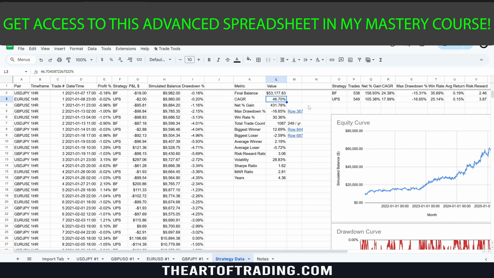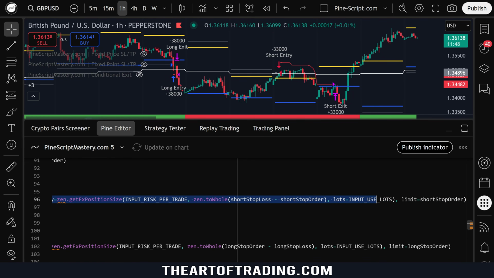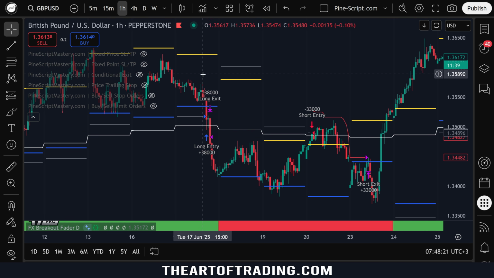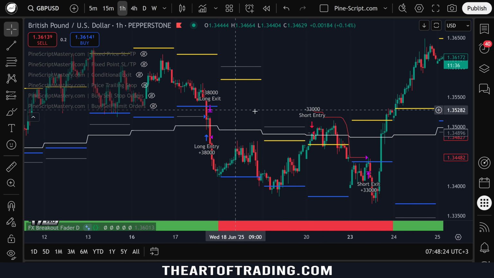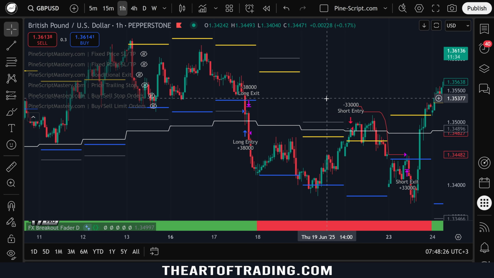And this script here is also calculating my position size based on a percentage of my account balance. So I'm risking 1% of my account balance on each trade here instead of using a fixed quantity like the default strategy tester parameters do.